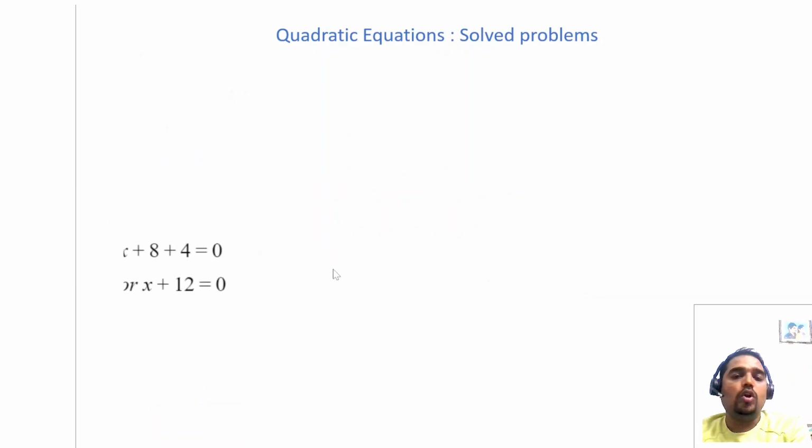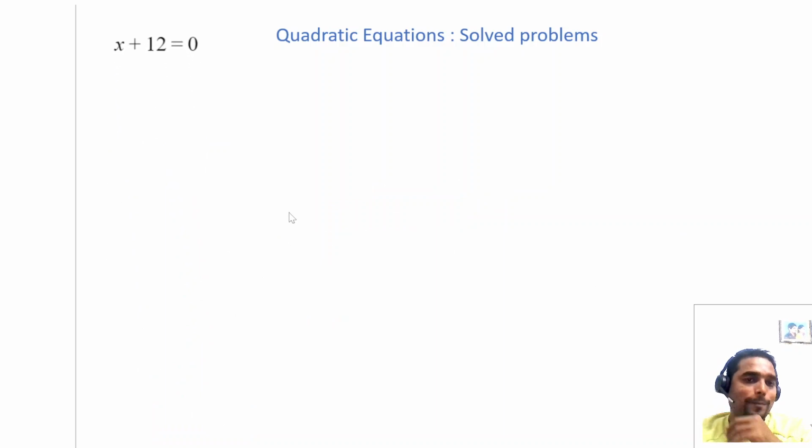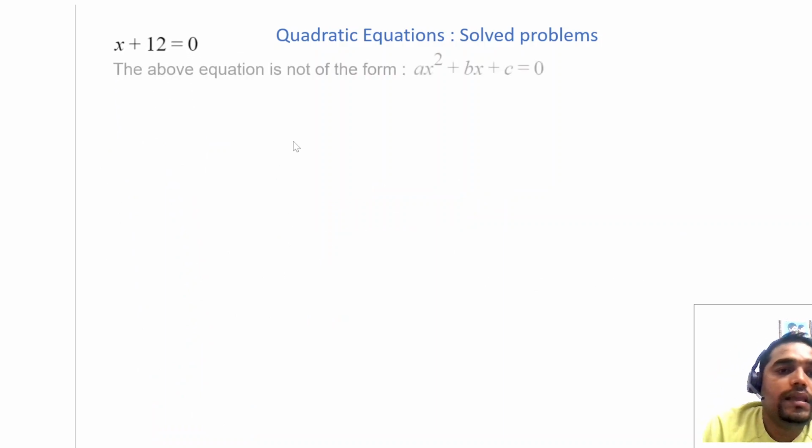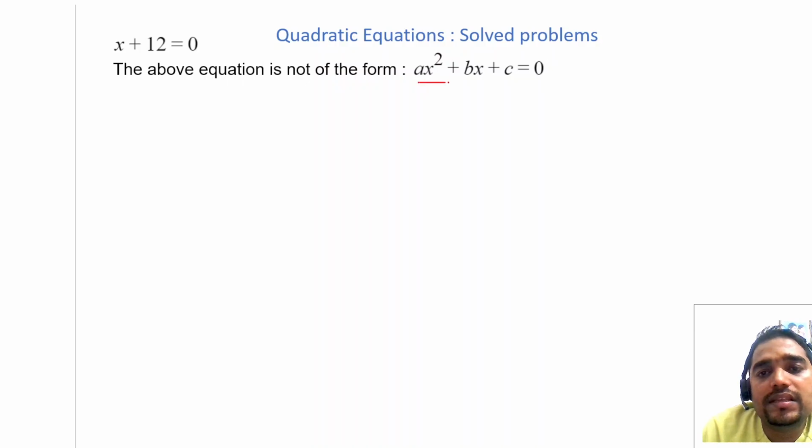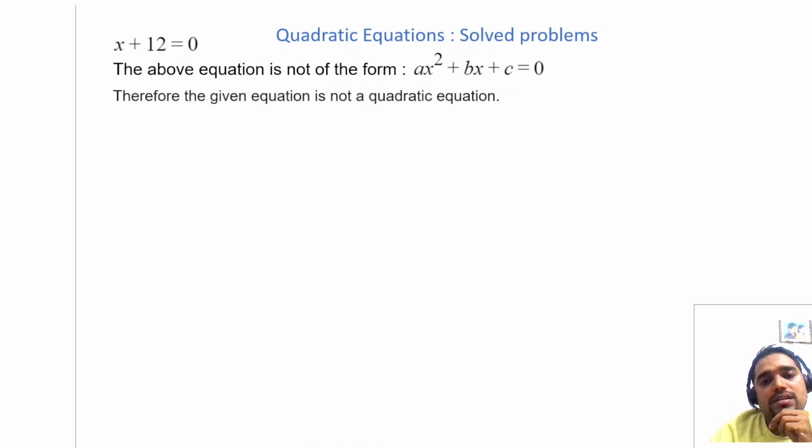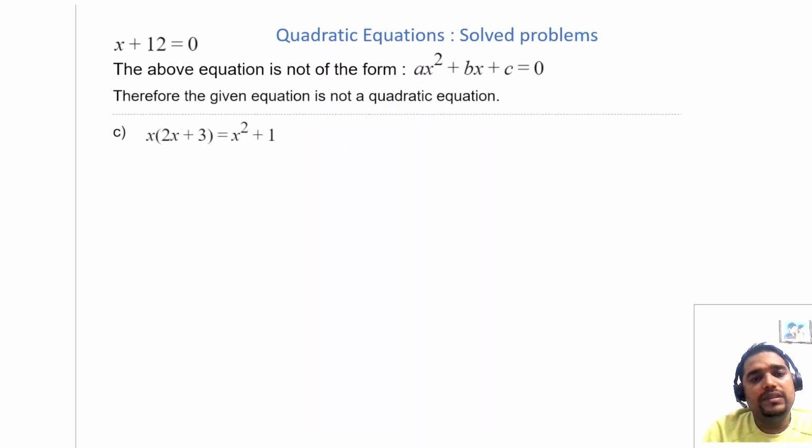So since this is not of the form ax square plus bx plus c, that is it is not in the general or standard form of a quadratic equation, that is why this equation cannot be considered as a quadratic equation, that is it is not a quadratic equation. Now let us move to problem number 3.